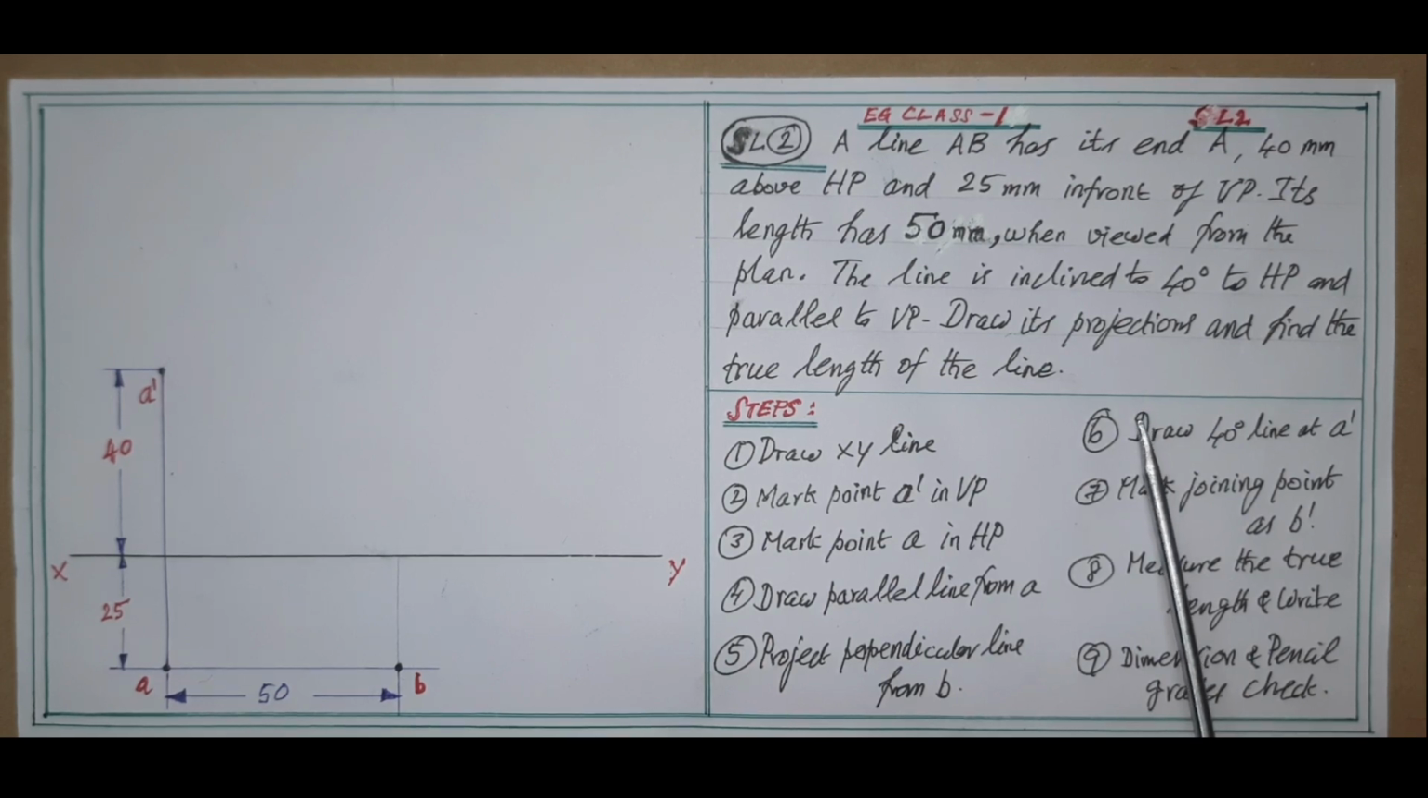Hence, to draw this as per the procedure, since the line is parallel to the vertical plane as given in the problem and the plan view length is also given, draw the horizontal line on the horizontal plane parallel to XY from point A to the given length of 50 mm. Mark the other end of the line as B. That is the next step.